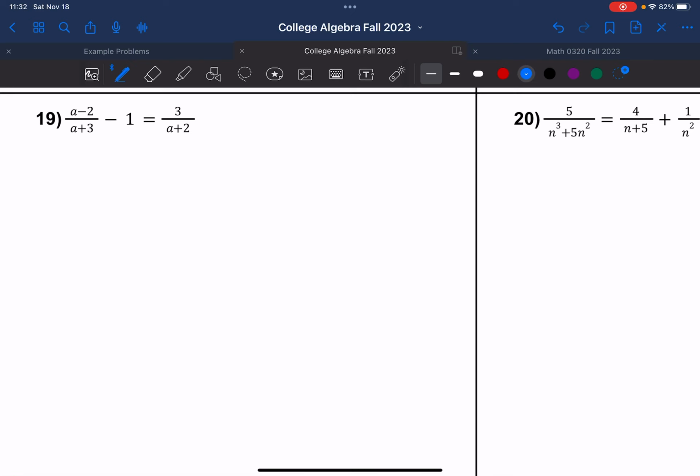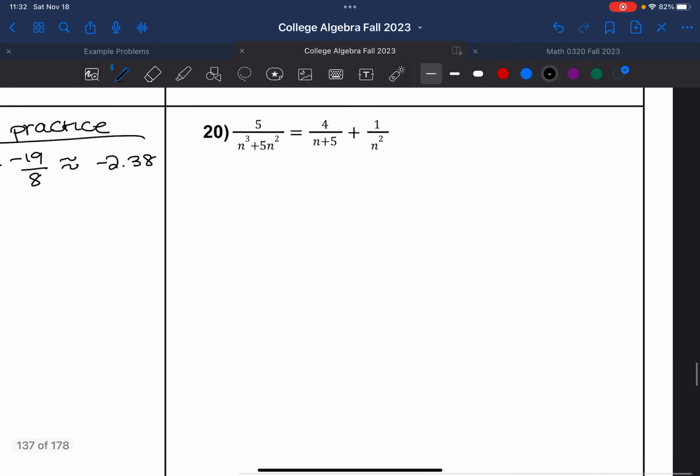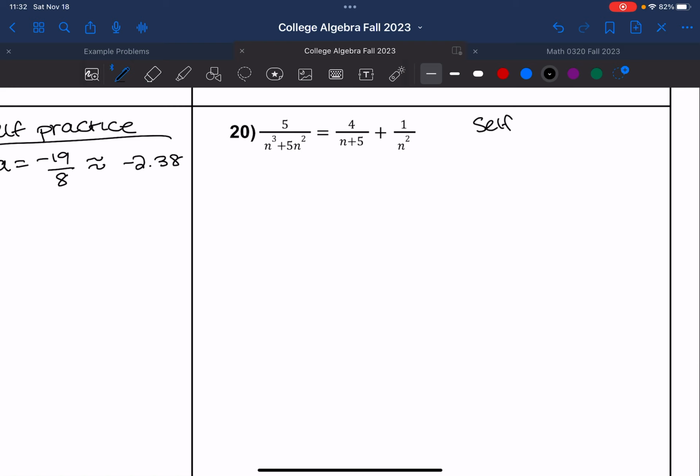And then the last two I'm going to leave as self-practice. The process is just so repetitive here. So for this one, if you got the answer right, it would be a is equal to negative 19 over 8, which is approximately negative 2.38. And then for number 20, you should get n is equal to negative 1/4.